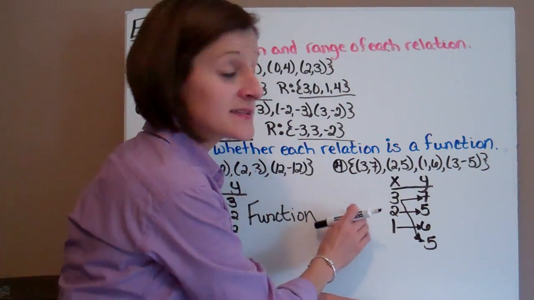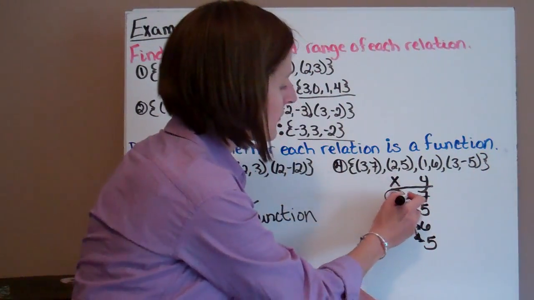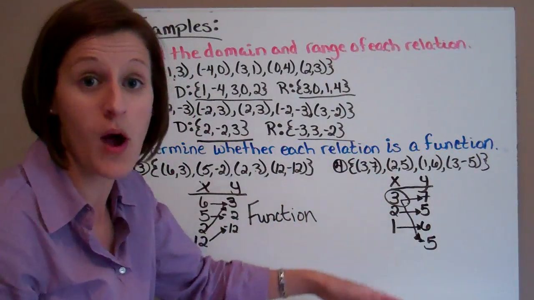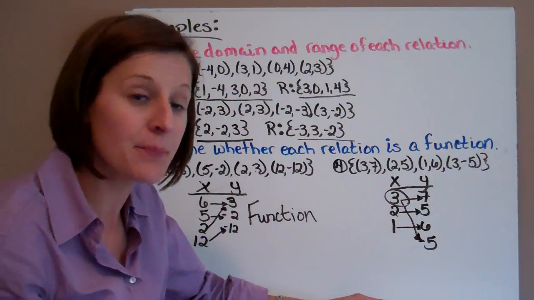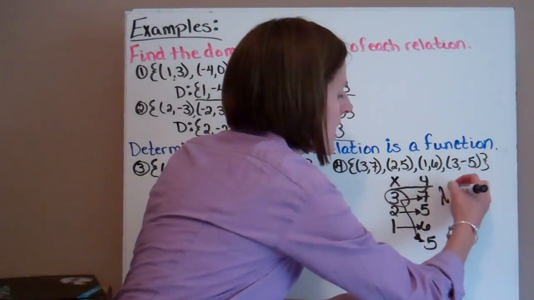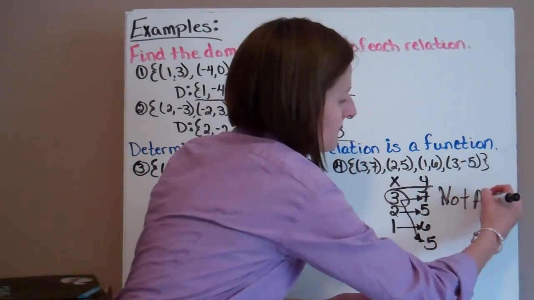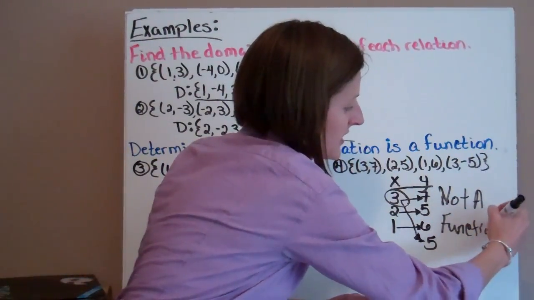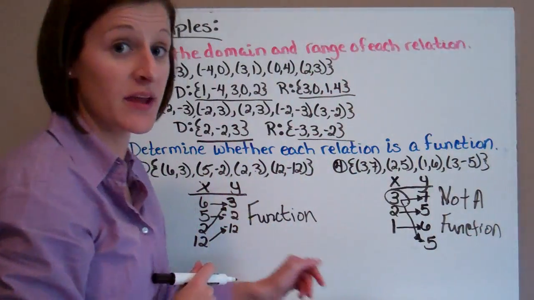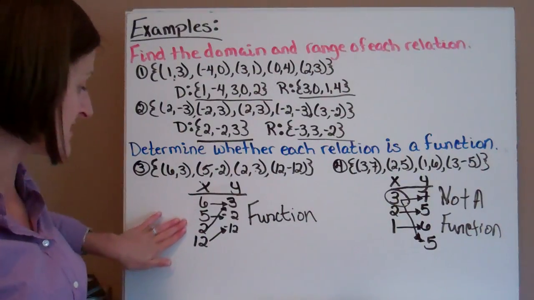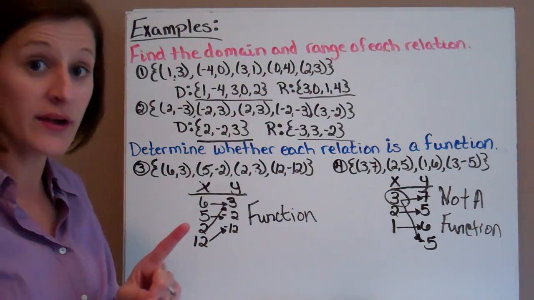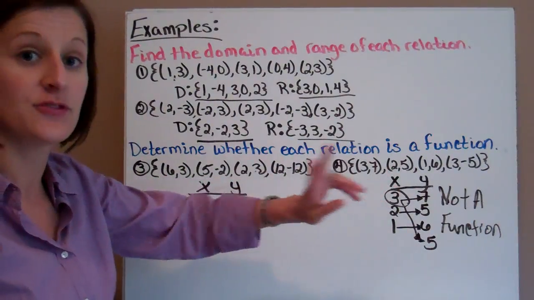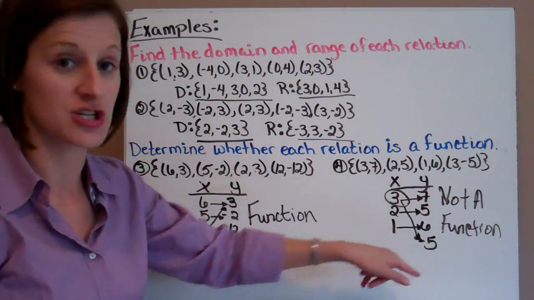Notice, on this example, this 3 right here has two lines coming off of it. It goes to two different y's. Since this happens, this one is not a function. It's just going to be a relation, but it's not going to be a function. Notice this one, each x value had one arrow coming off of it, so it's a function. This one, the 3, had two arrows, so it's not a function.